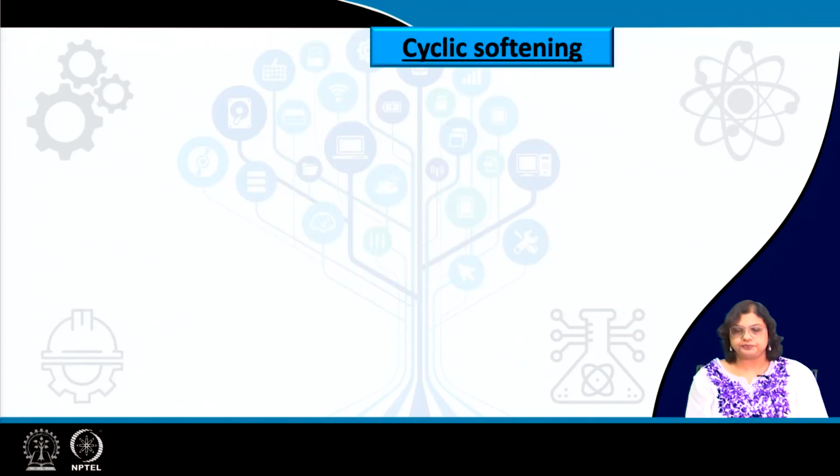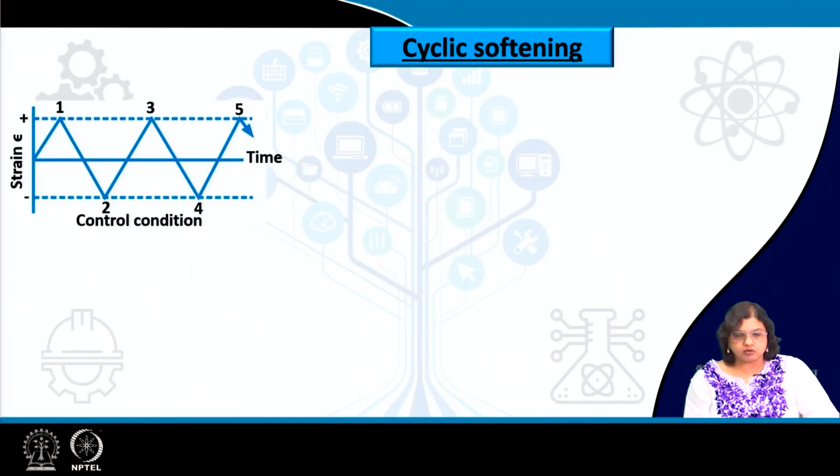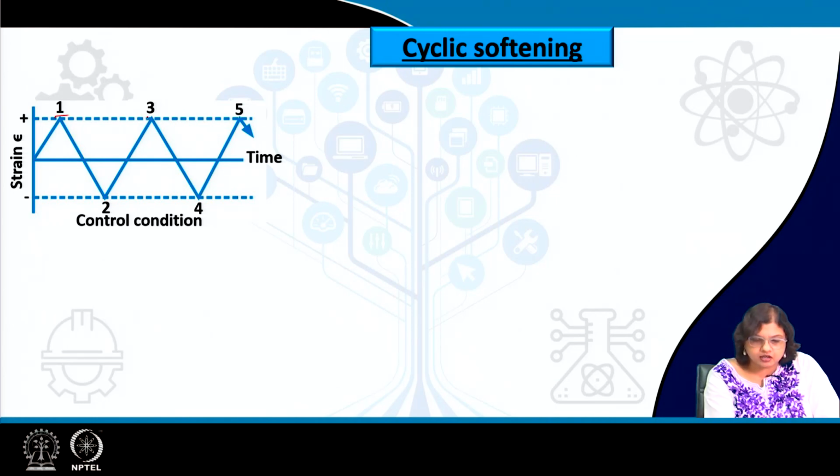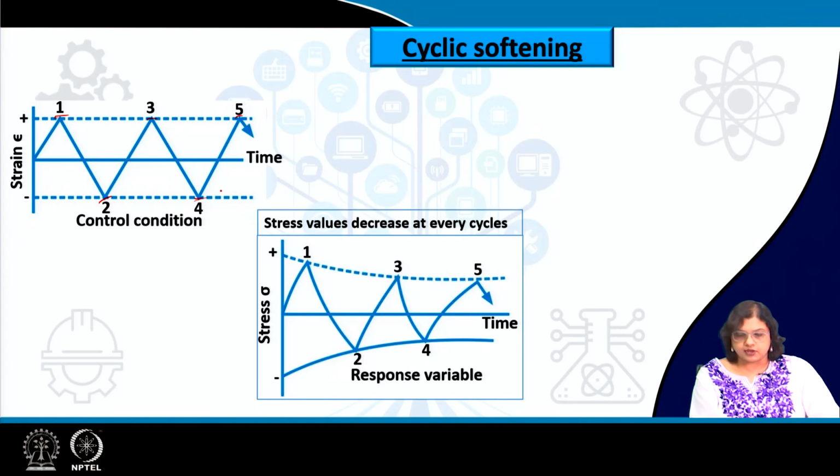On the other hand, if we are talking about the softening part under cyclic loading, this is how it looks. We are controlling the strain here once again. So, at every cycle 1, 2, 3, 4, 5, we are applying the same magnitude of strains, positive along 1, 3 and 5 and negative along 2 and 4. But the stress response will be something like this, where the stress values are decreasing at every level.